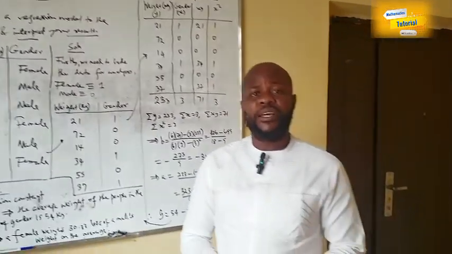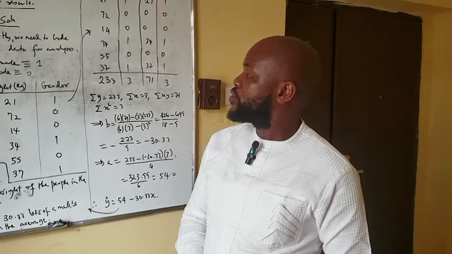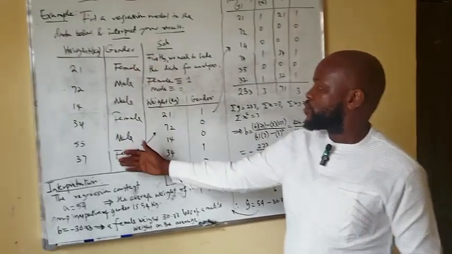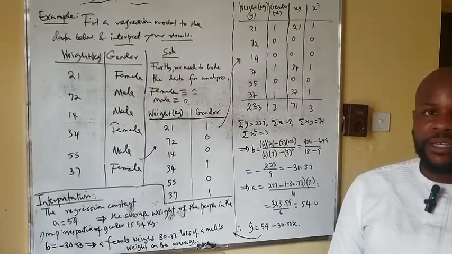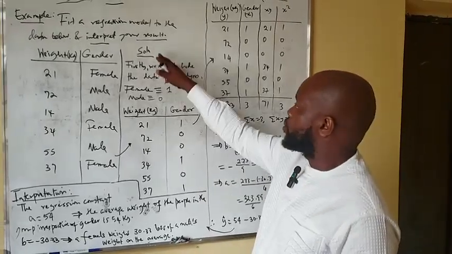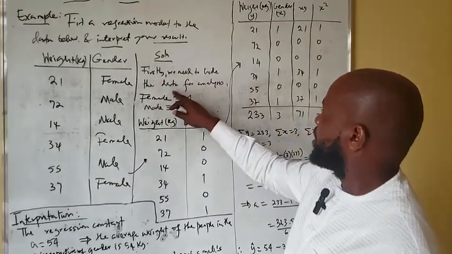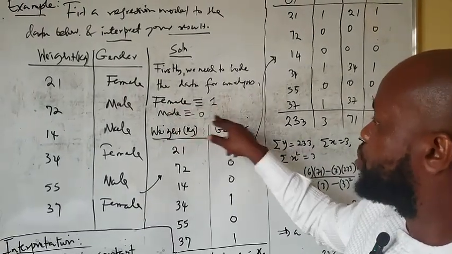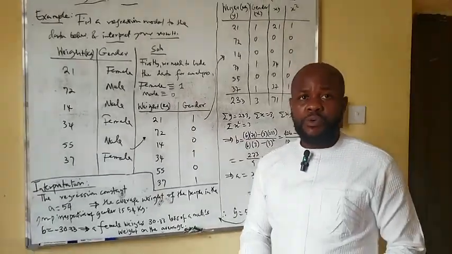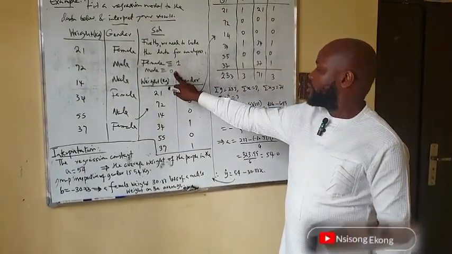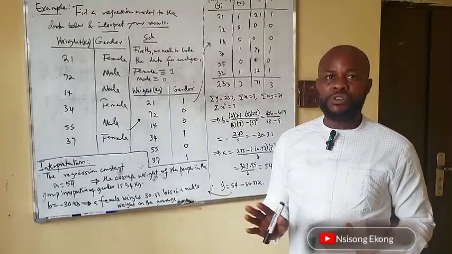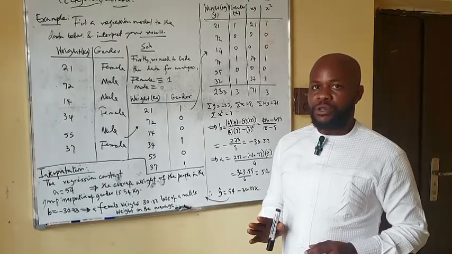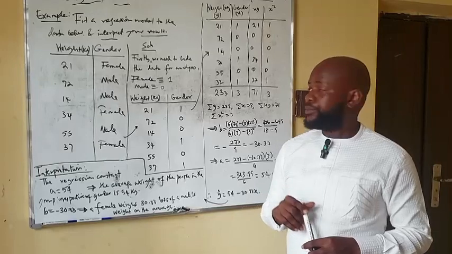So for us to be able to fit a regression model to this particular data set, we need first of all to code the data set, because there's no way we can compute with this information if you don't code it into something that is interpretable. So solution, we say, firstly, we need to code the data for analysis. And here we code female to be 1 and male to be 0. The other way could still work. We can code male to be 1 and female to be 0. Whichever way, the result will be the same, but we have to know how to interpret the result based on how we coded the data.